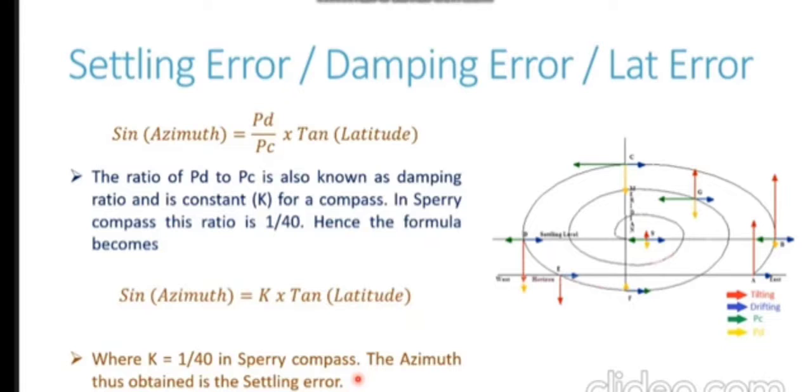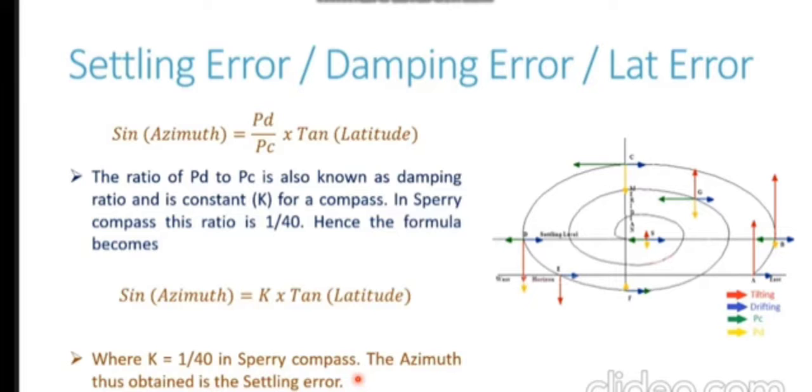Now in other makers also, you could have a Tokyo Keiki compass or an Anschutz compass. In other makers also, the ratio is kept very close to 1 by 40. It could be exactly 1 by 40, but it could vary a little bit. In some cases it could be 1 by 39, or in other cases it could be 1 by 41 also. But the ratio does not go too much off from this 1 is to 40 figure.